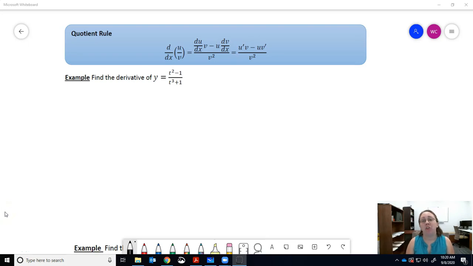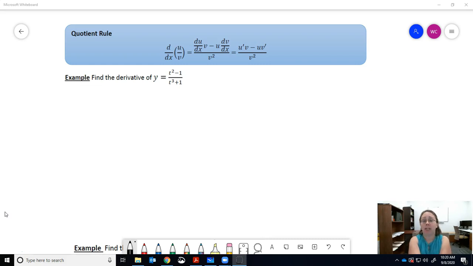In this video, we're going to introduce the concept of the quotient rule. This rule is very important when it comes to derivatives because it allows us to take the derivative of a quotient, a division of two functions. So if you have a function divided by another function, like we see here in this example, that's a situation where you're going to need the quotient rule.